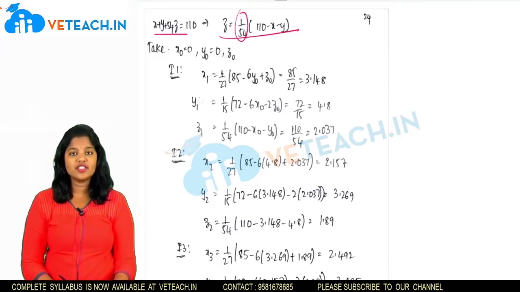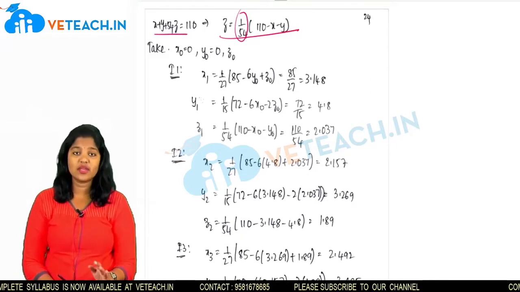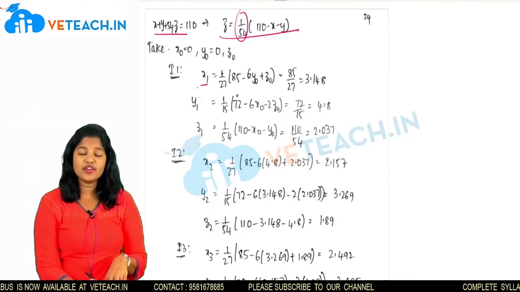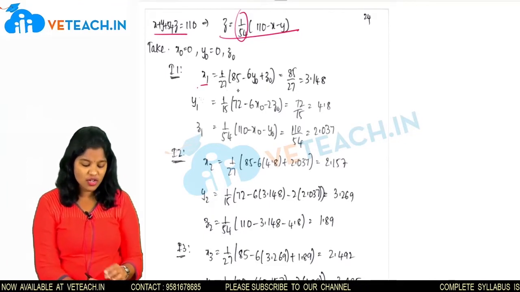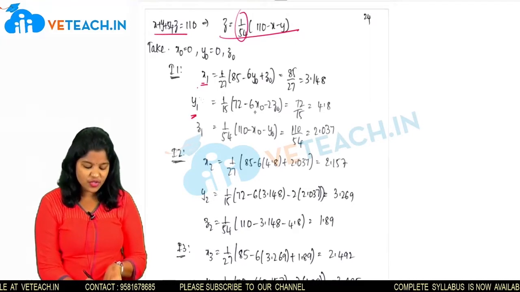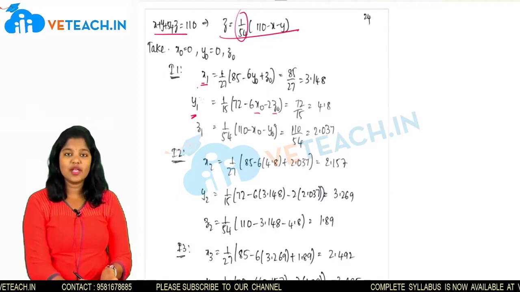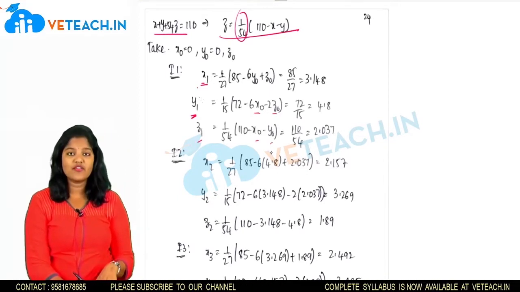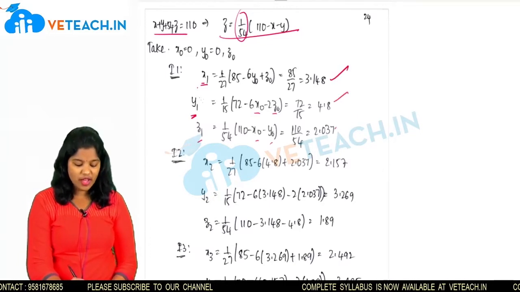Now for the first iteration, substitute x0, y0, z0 equal to 0 in the equations. So for x1, substitute y0 and z0 equal to 0 in the x equal to equation. Similarly for y1, substitute x0 and z0 in place of x comma z. For z1, substitute x0, y0 in place of x comma y. You will get x1, y1, z1.